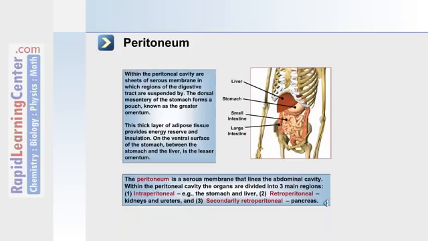Within the peritoneal cavity are sheets of serous membrane in which regions of the digestive tract are suspended. For example, the dorsal mesentery of the stomach forms a pouch known as the greater omentum, and this thick layer provides energy and insulation. On the ventral surface of the stomach, between the stomach and the liver, is the lesser omentum.